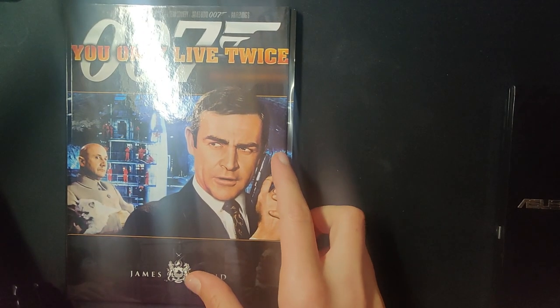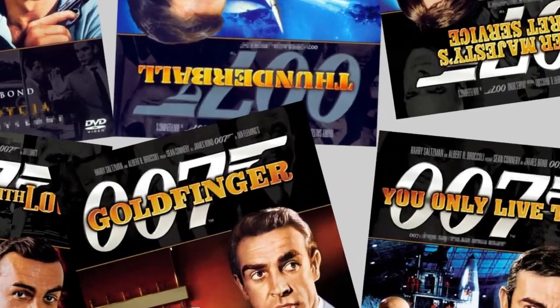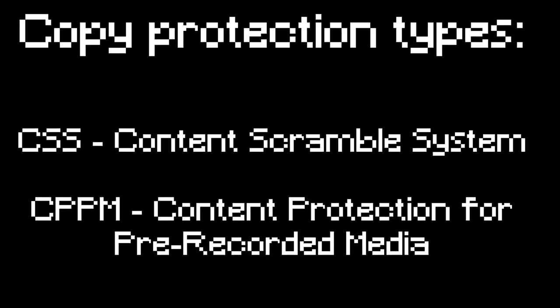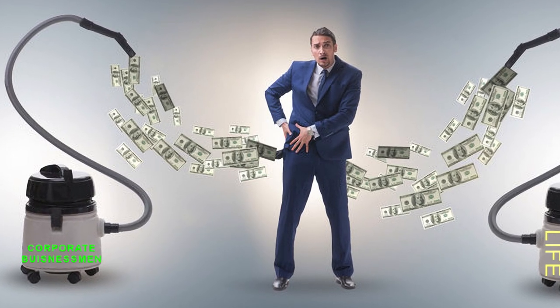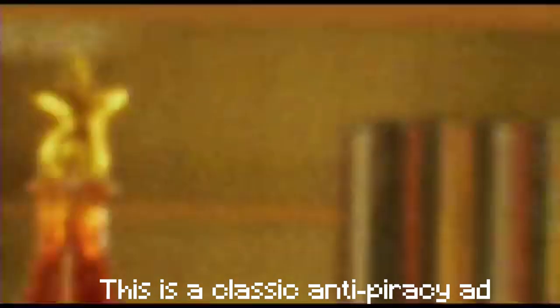I started by preparing some movies to copy. The movies I chose are all the James Bond movies on DVD. They're all PAL region with copy protection. Copy protection is a way for corporate businessmen to suck even more money out of us and prevent us from archiving these beautiful movies.